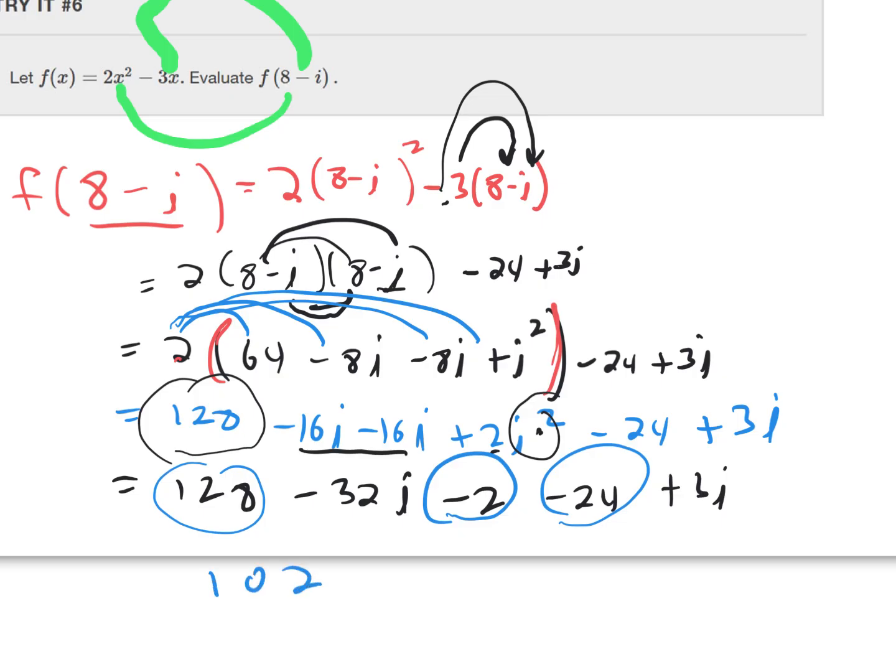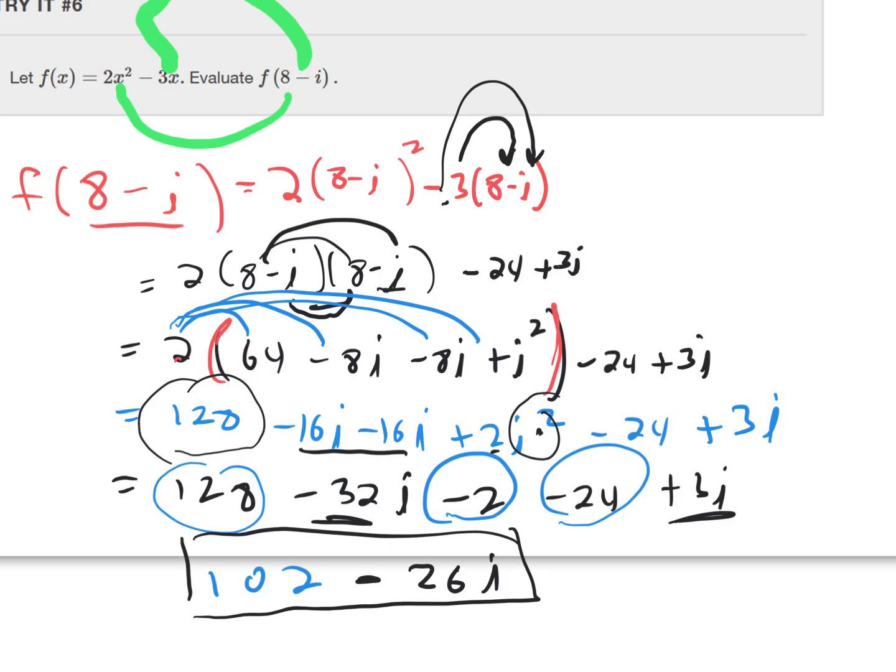Now I have a negative 32i being added to 6i, which means 6 away from 32, and the answer has to be negative. Question is, negative what? Negative 26i? So if all is fair in the world, then that would be my answer, 102 minus 26i.